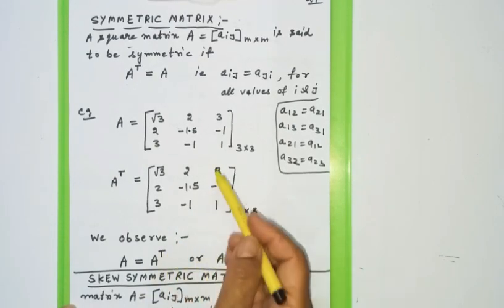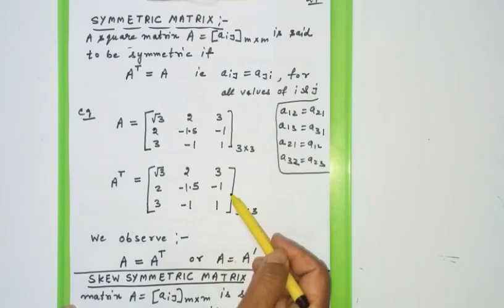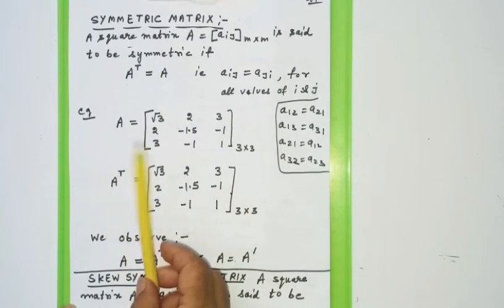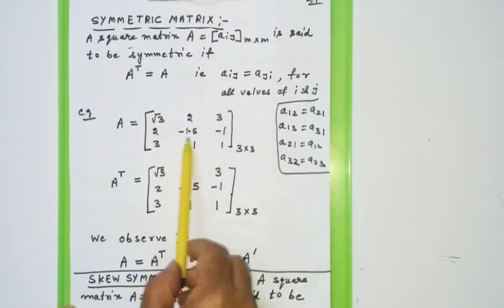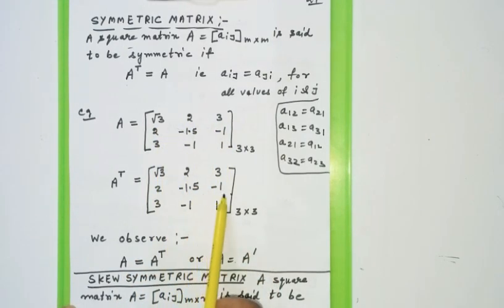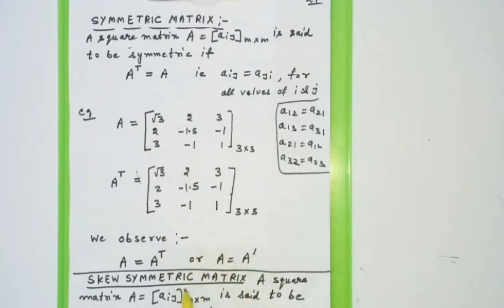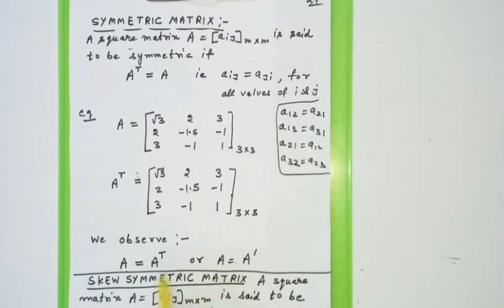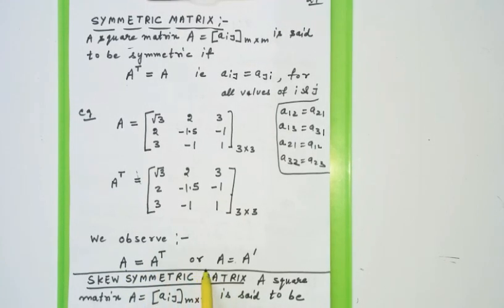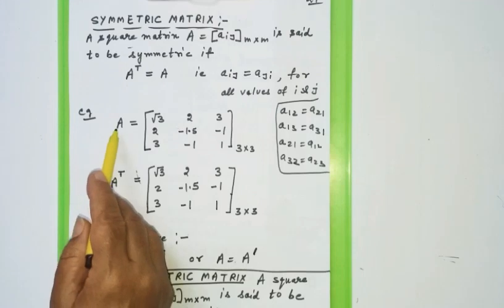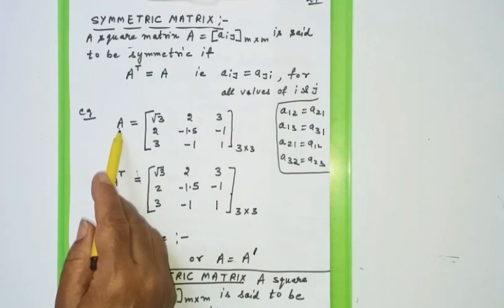So now students, please compare the matrix A and the matrix A transpose. Let us compare row wise: root 3, 2, 3, first row same; 2, minus 1.5, minus 1, second row same; 3, minus 1, 1, third row also same. You saw that I wrote the transpose of A, but still the transpose is coming out to be the same as A. That means A is equal to A transpose, or in other symbols I can write A is equal to A dash. Dash also represents the transpose. It means that matrix A is a symmetric matrix.